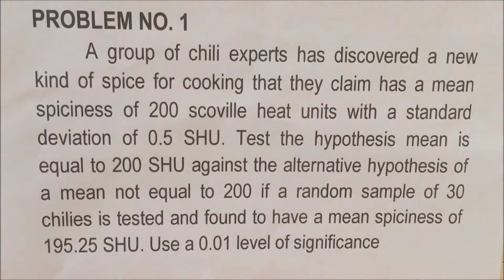Problem number 1. A group of chili experts has discovered a new kind of spice for cooking that they claim has a mean spiciness of 200 Scoville heat units with a standard deviation of 0.5 SHU. Thus, the null hypothesis is that the mean is equal to 200 SHU against the alternative hypothesis of a mean not equal to 200. If a random sample of 30 chilies is tested and found to have a mean spiciness of 195.25 SHU, use a 0.01 level.